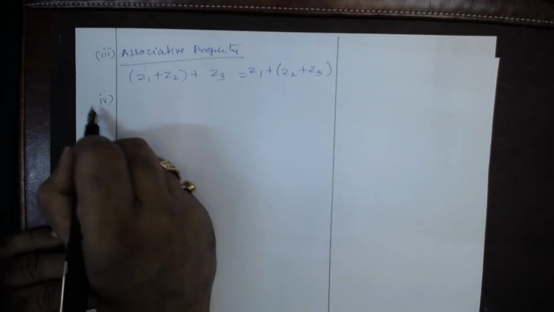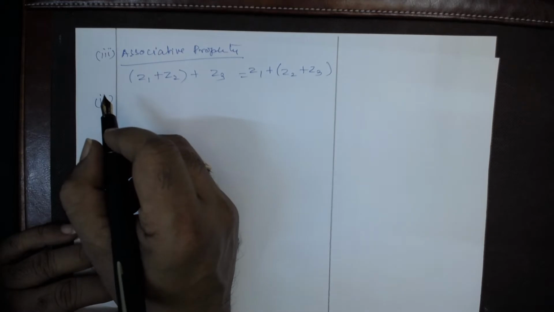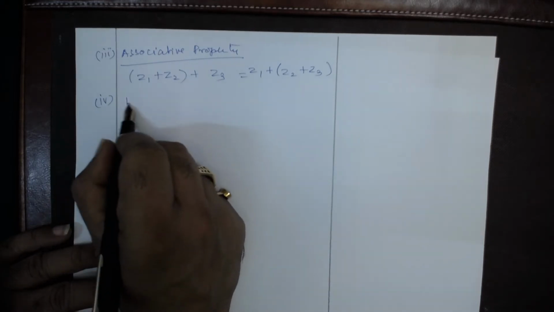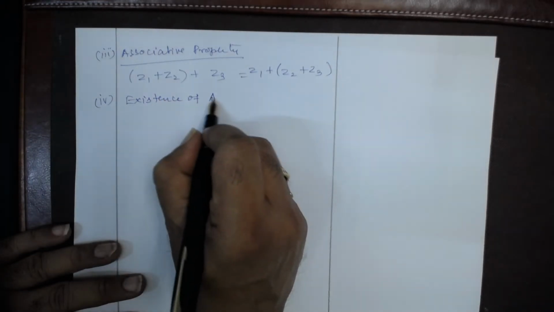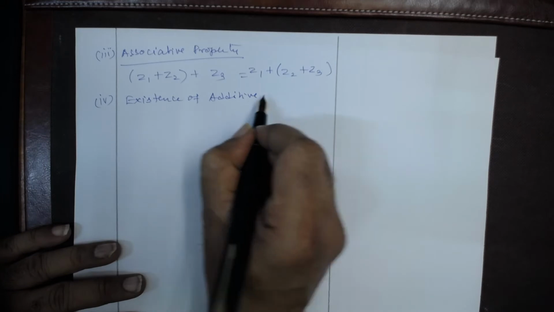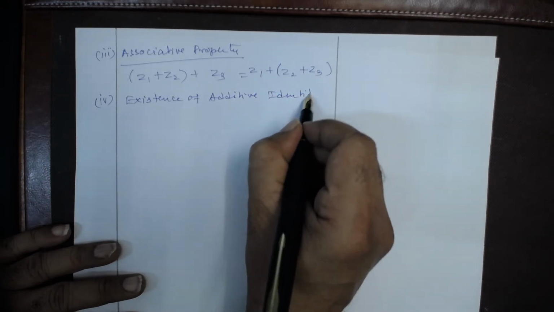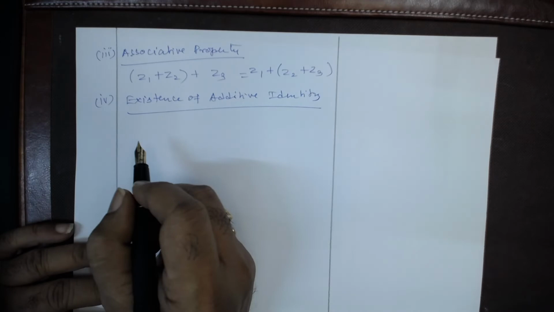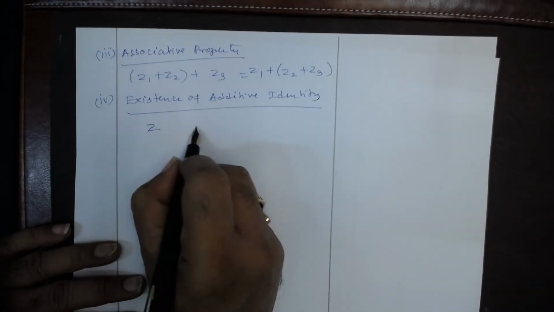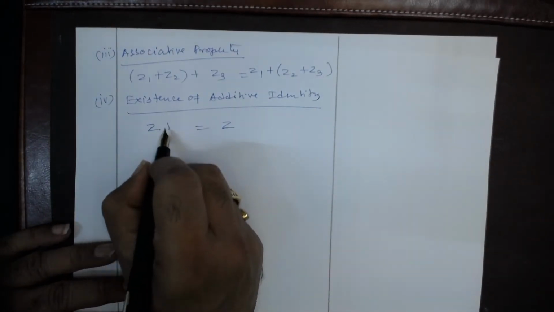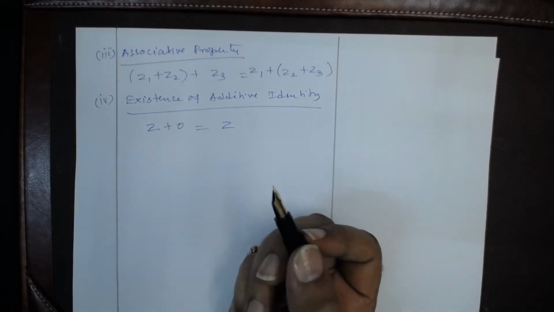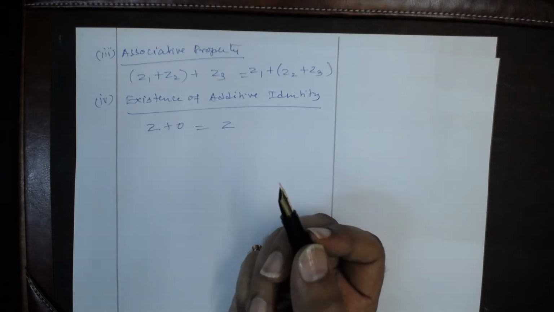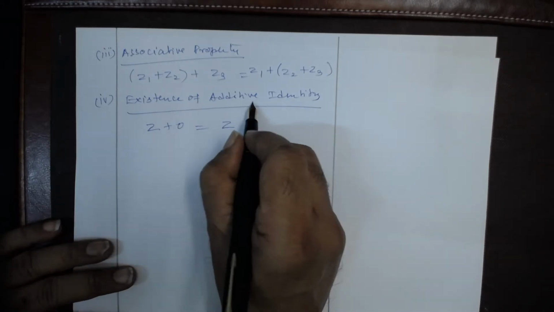Fourth one, existence of additive identity. For example, Z should give the same Z. So in that case, it should be added with a 0. So 0 is the complex number, and that exists as additive identity. So here the additive identity is 0.